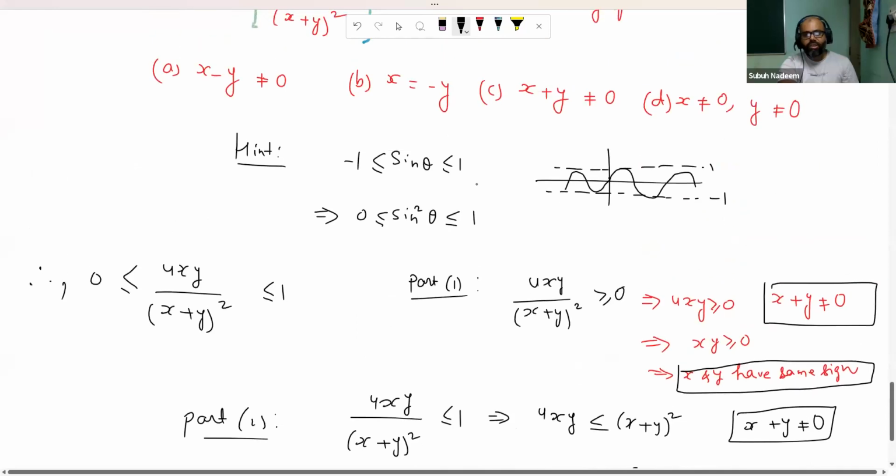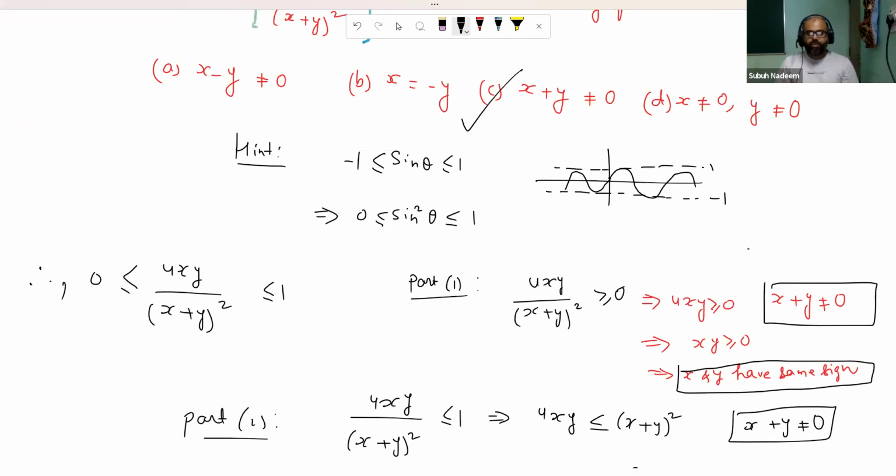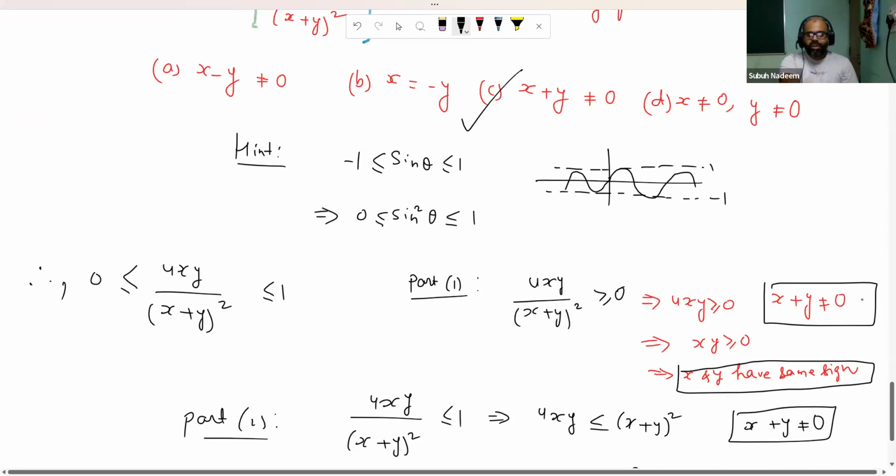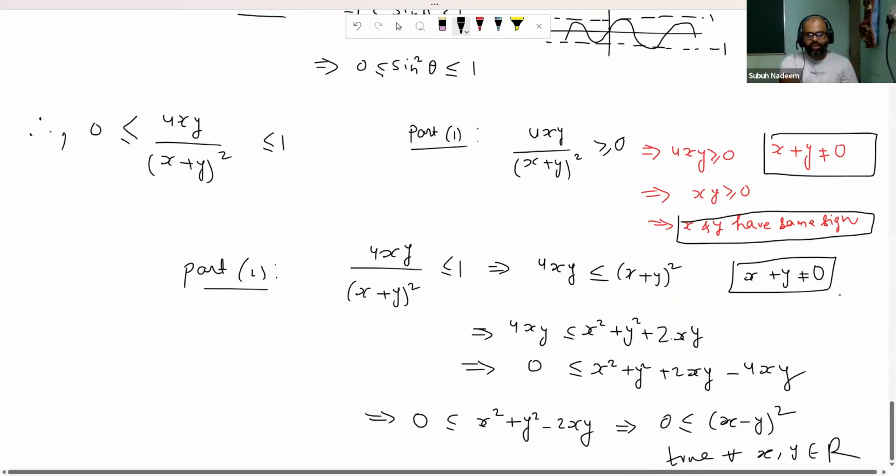If we see option C, it clearly tells us this is the condition. One more extra condition should be there, that x and y have the same sign. That is okay, but it is not talking about that. So x plus y is not equal to 0. That's it. So you can write it down.